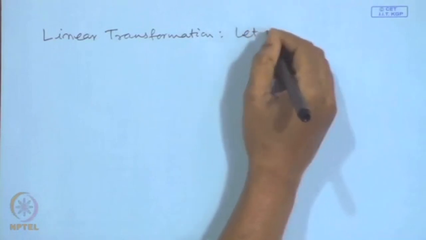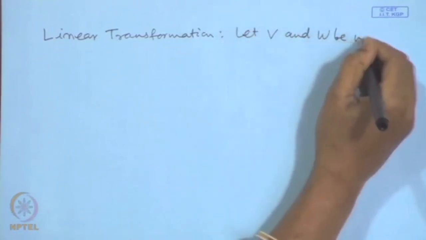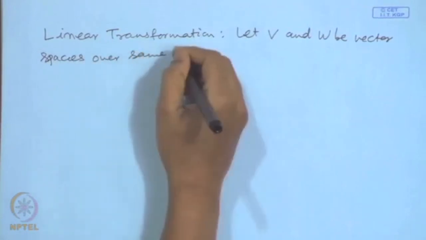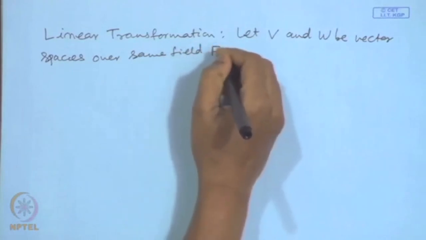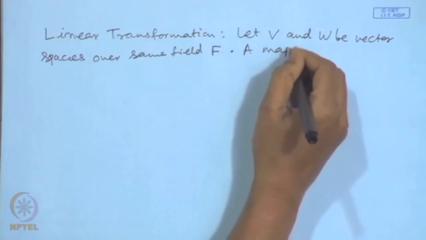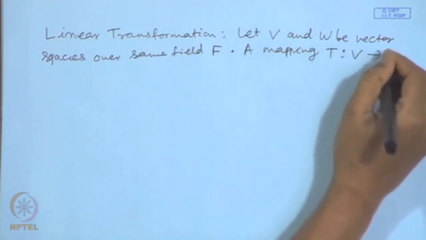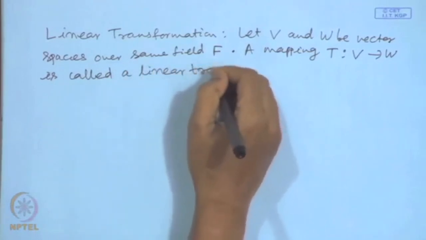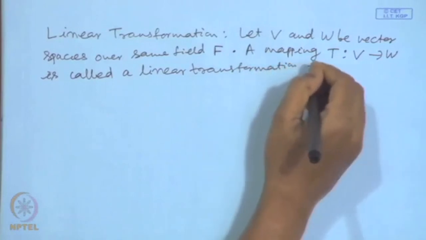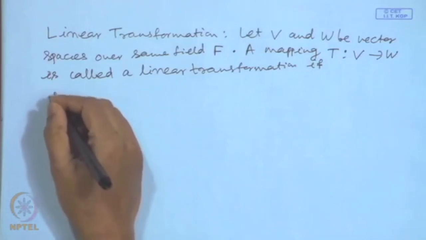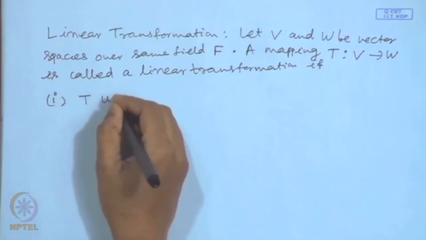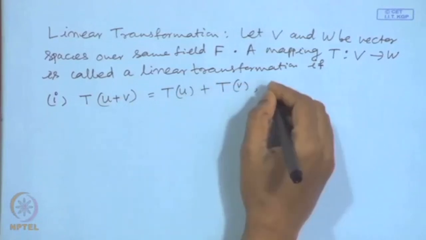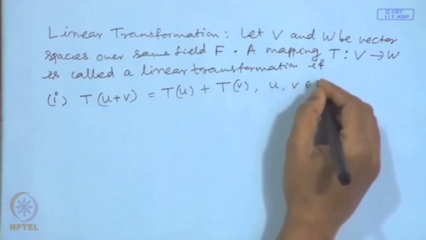Let V and W be vector spaces over the same field F. A mapping T from V to W is called a linear transformation if the following hold. The first condition is that T of u plus v is equal to T u plus T v for any vectors u and v in the vector space V.